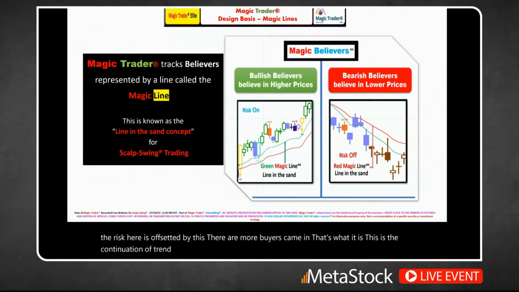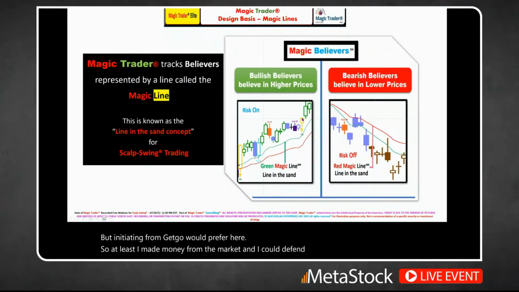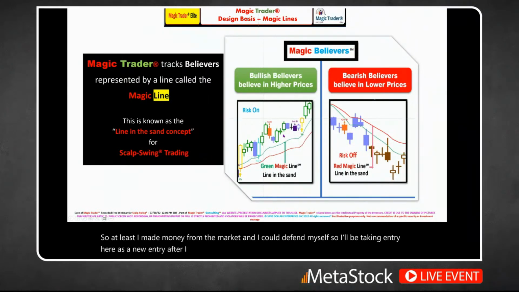I'm sorry, I misspoke, but that's the reality. So look at that. That means I could take more risk. Oh, it's too far? Who cares? We're going up. We're going up. But initiating from the get-go, I would prefer here. So at least I made money from the market and I could defend myself. So I'll be taking an entry here as a new entry after I take money from these people.